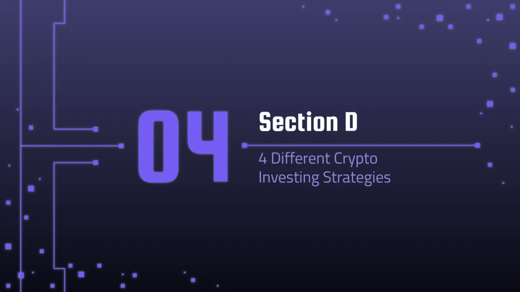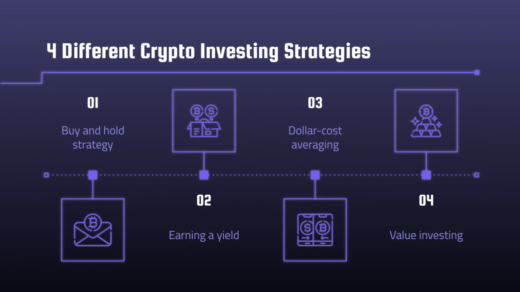Every strategy has both risks and benefits. But to help you get a rough idea of how you can invest in a digital currency, let's explore a few of the most common crypto investing strategies. The first is the buy and hold strategy. The top crypto investing strategy is called a buy and hold strategy.